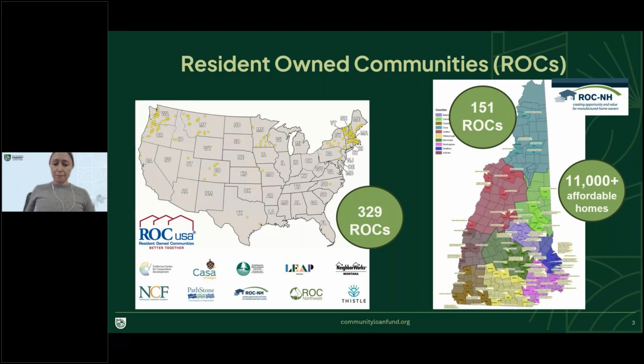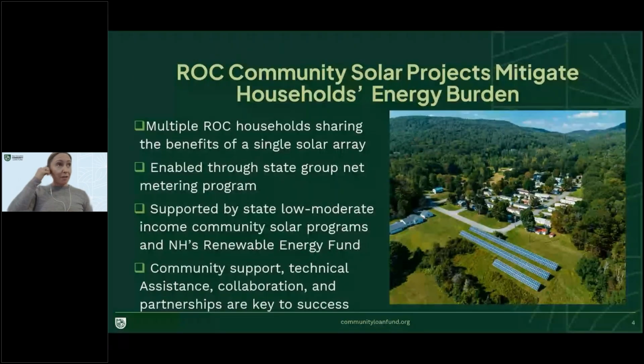A big part of what we do at ROC New Hampshire is technical assistance. So the New Hampshire Community Loan Fund provides the capital, but technical assistance is a really, really important part of successful resident-owned communities, resident-owned manufactured housing parks. And our technical assistance starts at the very beginning with helping the communities to form their cooperative, but it continues throughout the life of those communities. So we do ongoing trainings and business and governance coaching.